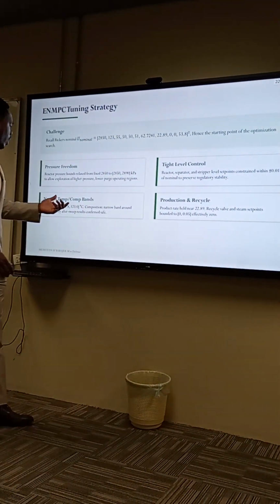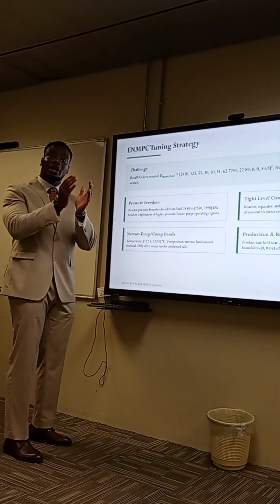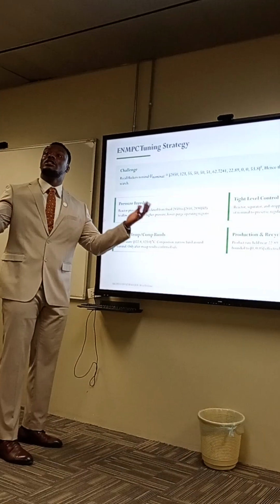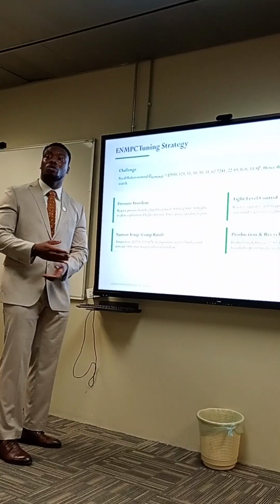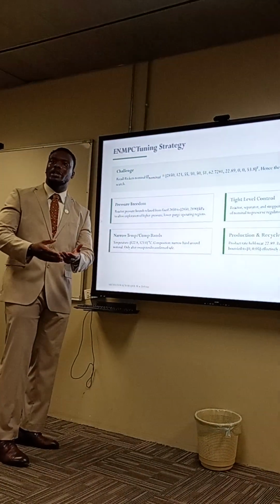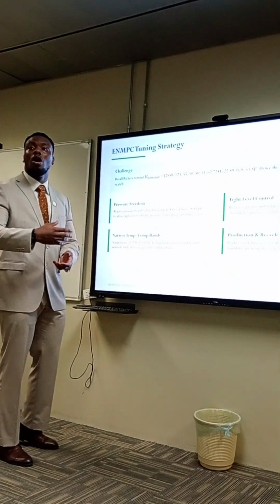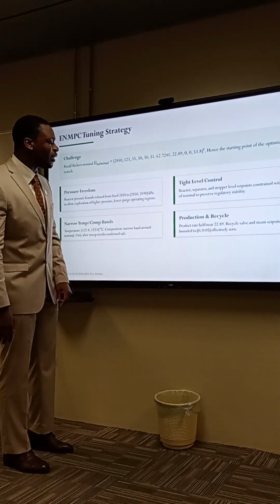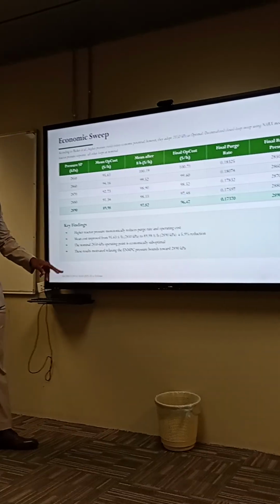And of course, we had to narrow the temperature because Rika already gave us some hints as to where the optimal temperature would be. But when optimizing, you still have to poke and poke until you can get something better. And of course, you have the production and recycle flow rates, and we had to bound them to a very, very small range.